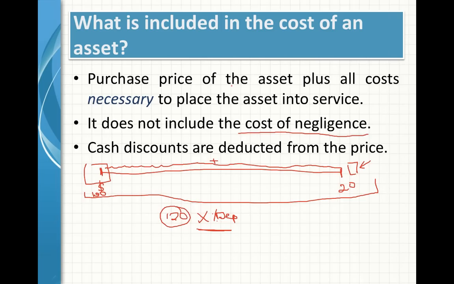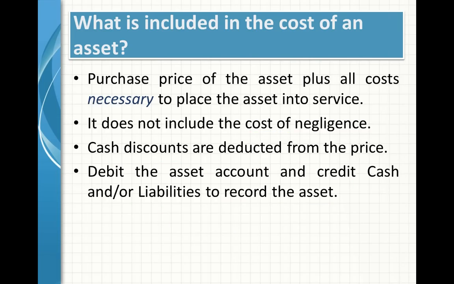Also, any discounts received at the time of purchasing the asset should be reduced. And simple, debit the asset account, credit bank account if you have paid cash, or the liability, the supplier's name.